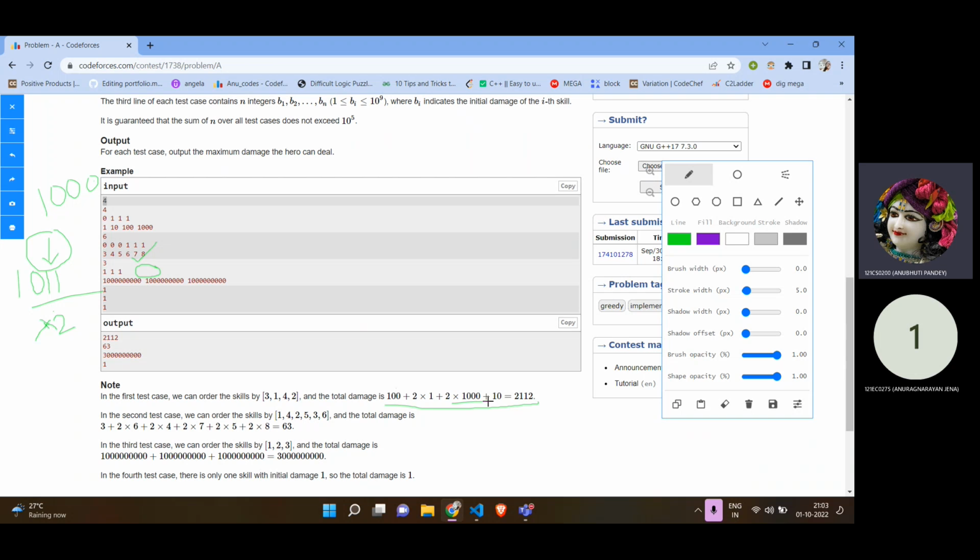The 2 is multiplied with this 1000, and the 2 is multiplied also with this skill of type 0, because we have done a different skill after 1. After 1, we are doing 0. So the damage of 0 will be doubled. Also, the damage of this one will be doubled. For the explanation, we can go to our code.